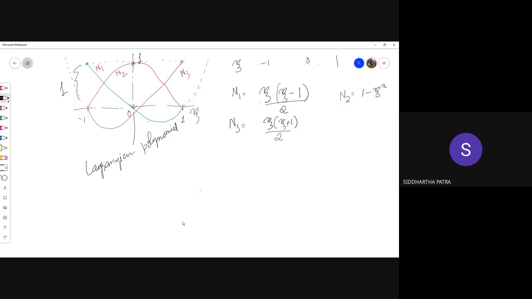Okay, so I'll just give you the outline. Okay, so these are the steps that we are supposed to follow.